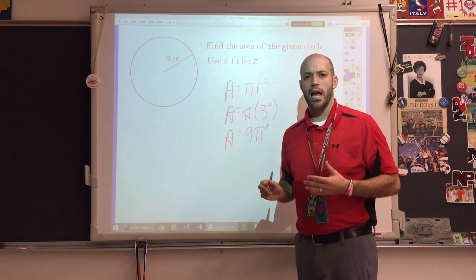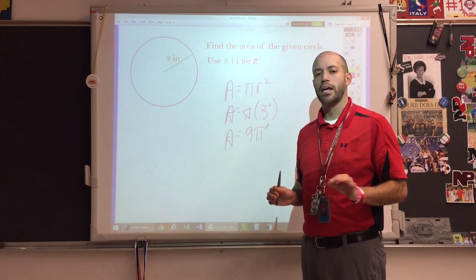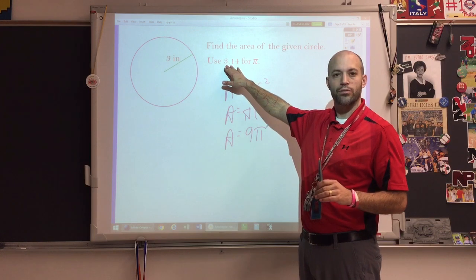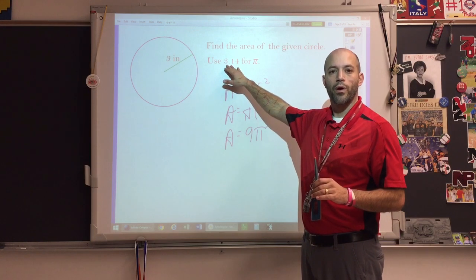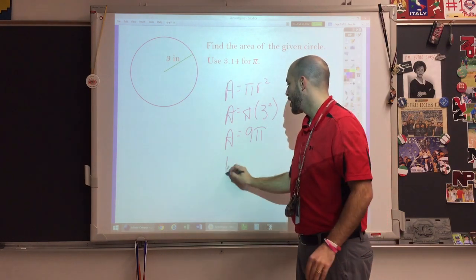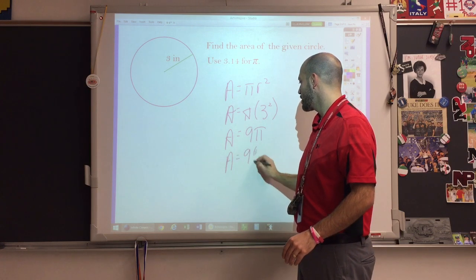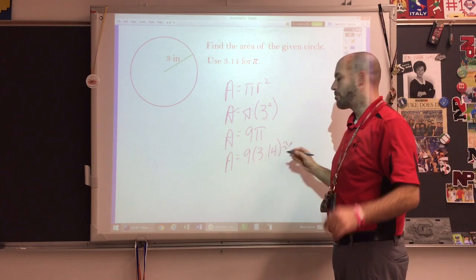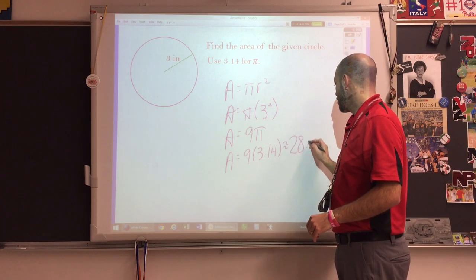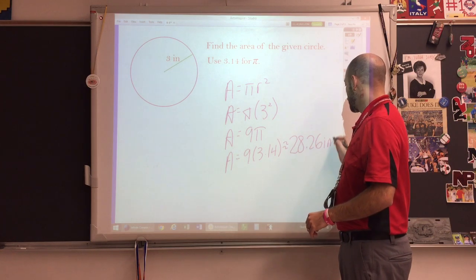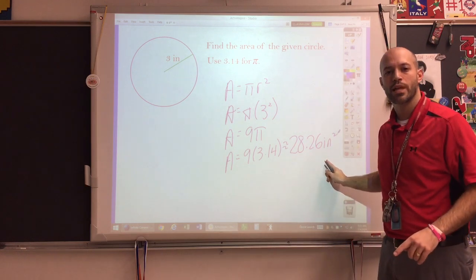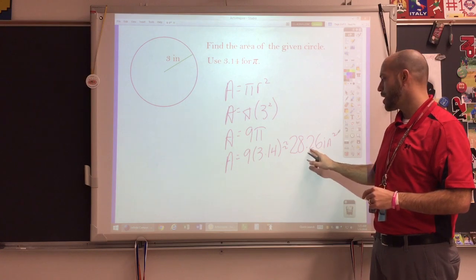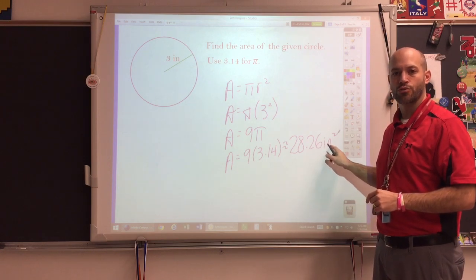Now sometimes I'm going to ask you to leave an answer in pi, and we can go ahead, attach units to this, and we can be done. But in this case, I'm asking you to approximate 3.14 for pi, so we're going to go ahead and plug that in. So 9 times 3.14, which we all know off the top of our heads is 28.26. Now, as we said earlier, we want to attach units to that. All of our units for area are going to be in units squared. So this is 28.26 inches squared.